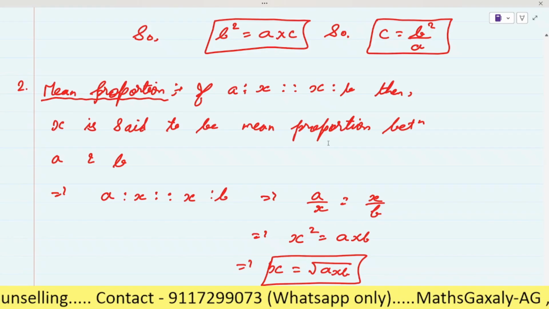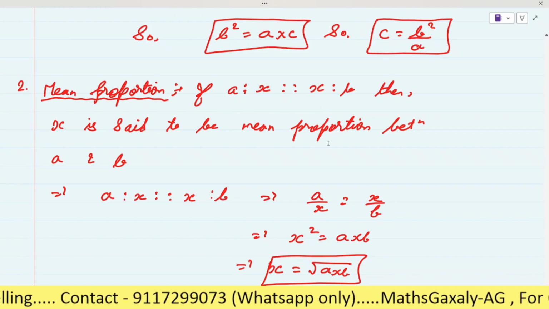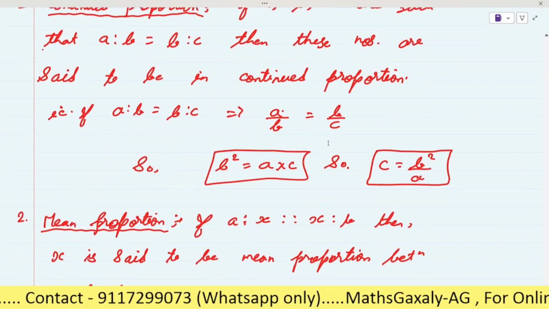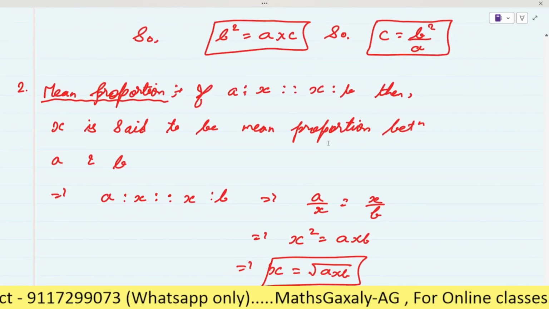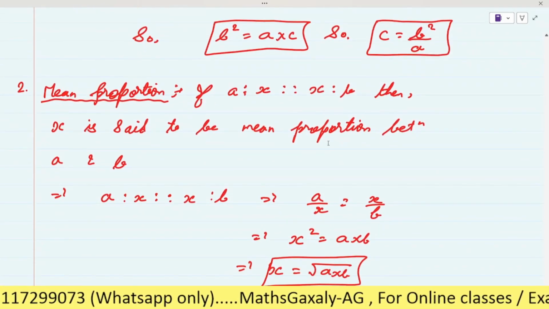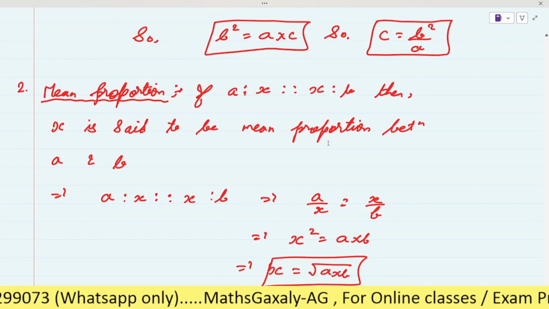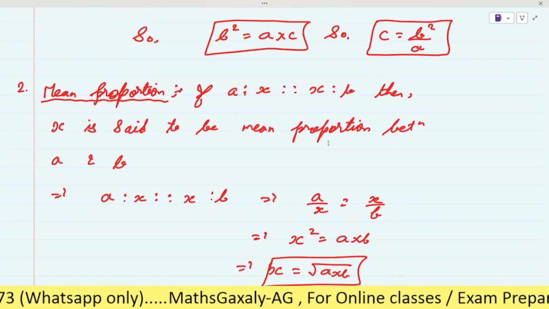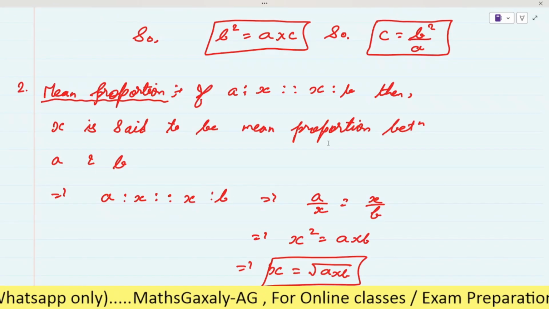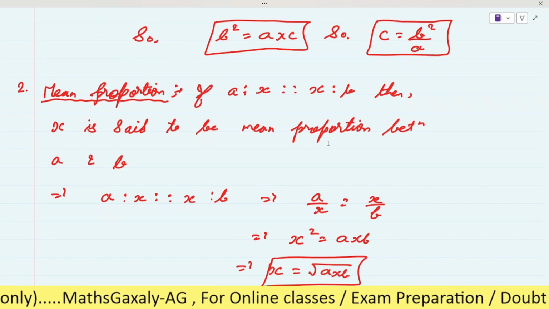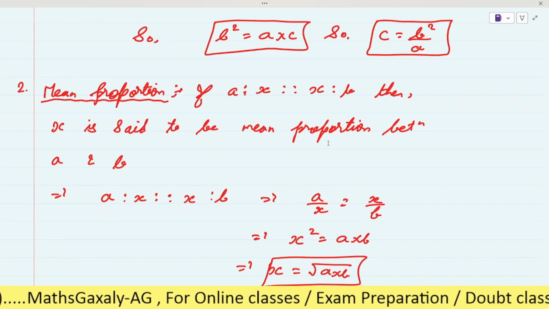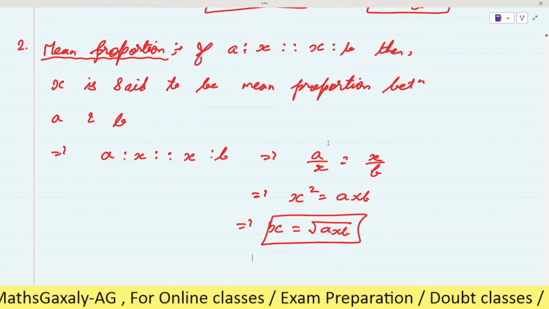Yes, sir. Basically they differ by the formula. In continued proportion it is b square equal to a cross c, and here we go one step more. The square comes to the right side and becomes root under, so it will be root under a cross b. Is it clear?